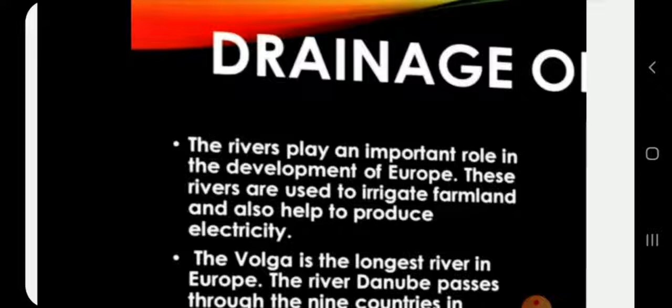The Volga is the longest river in Europe. The river Danube passes through these countries in Europe. Danube.